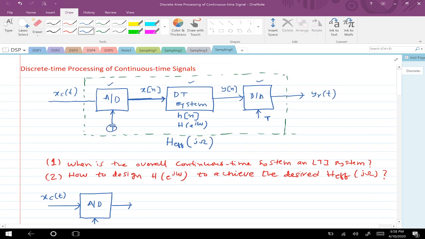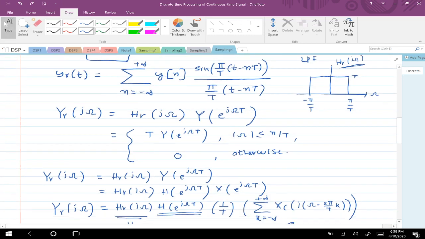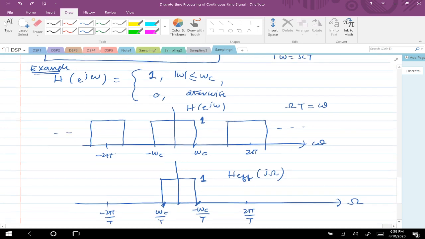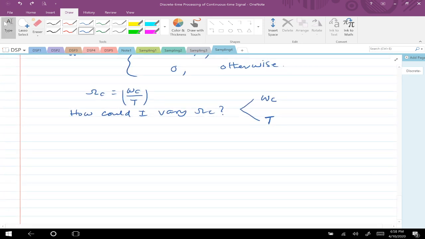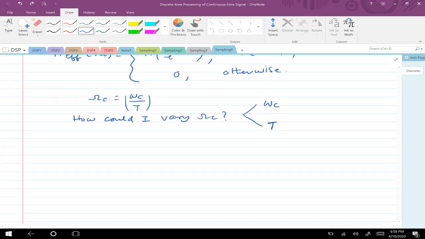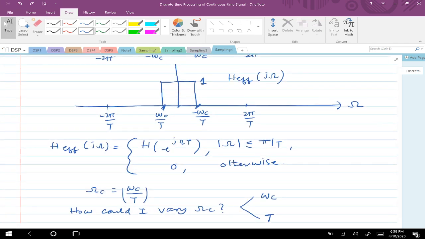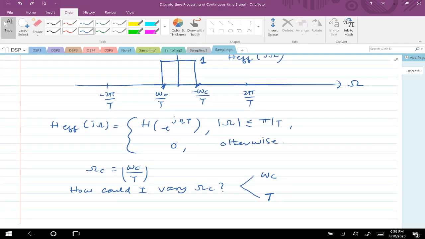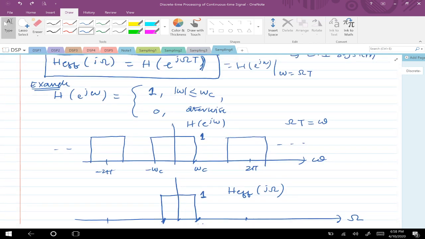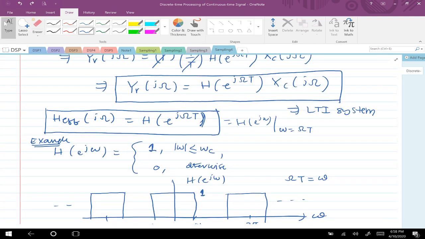The sampling period T here, and of course that T is the same here. By simply playing with that, you could in fact vary the cutoff frequency of the effective continuous time system. Anyway, that's just a detail springing out of this problem. Okay, hope the concepts are clear to you. So the most important thing is H effective of j omega, as this is the result.